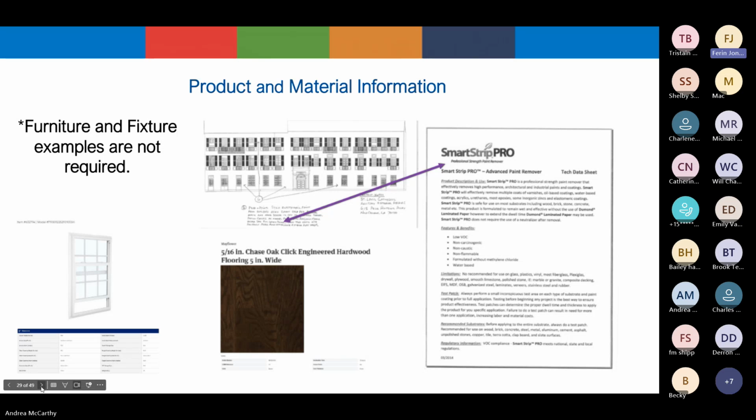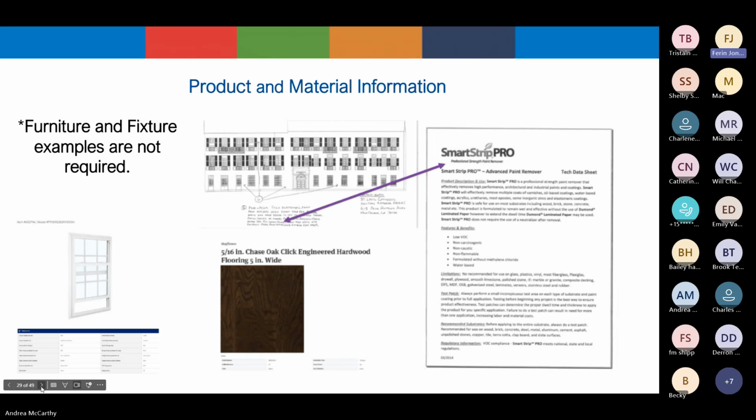Product and material information. While details are important, we don't really need details on things such as furniture or fixtures. These items are not considered permanent and can be removed at any time. Therefore, we do not need to review those items. Some things we do need details of are windows, floors, and materials used for cleaning.